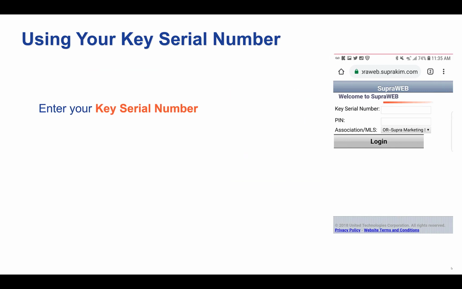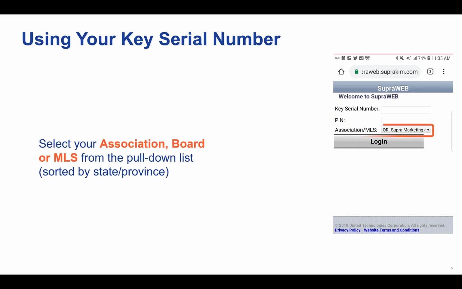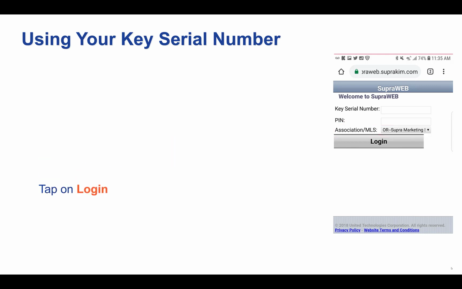Once you tap on that link, it's going to prompt you for your key serial number, then for your 4-digit PIN code, and then your board association or MLS. And here again, it's going to be listed by your 2-letter state or province designation. Once you fill those in, then click on Login.